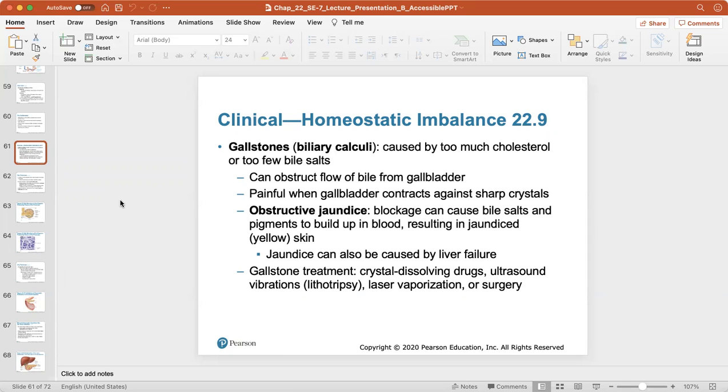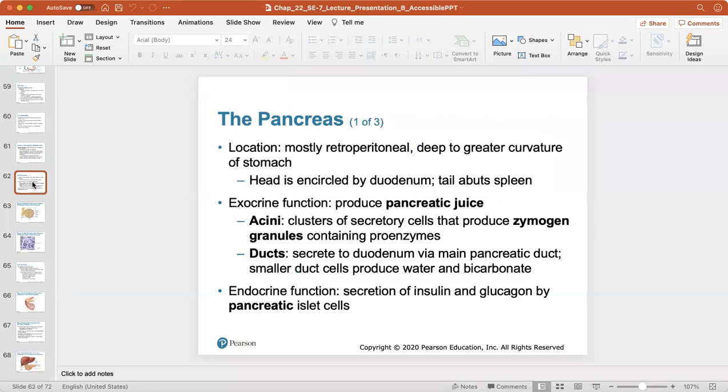Obstructive jaundice is what we call it when a blockage causes bile salts and pigments to build up in the blood, resulting in jaundiced or yellow skin. Jaundice can also be caused by liver failure. For gallstone treatment, you can take crystal-dissolving drugs. You can try to break up the stones with ultrasound vibration, laser vaporization, or surgery, which will take out the gallstones and sometimes the whole gallbladder.